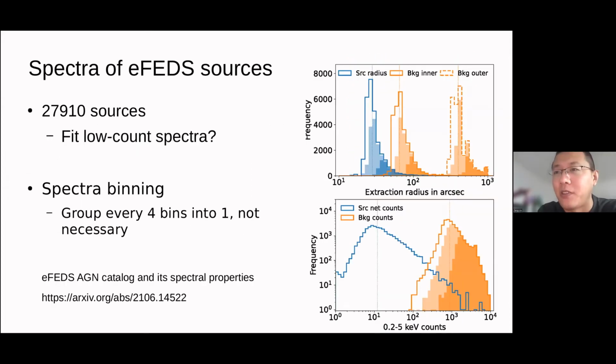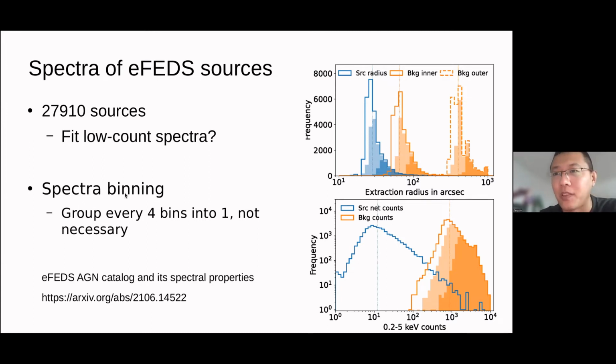About the eFEDS field, in this large but shallow region, we detect a large catalog of about 28,000 sources. Here, we show the source net counts extracted from the spectrum. Blue means source, and orange is for background. As you can see, nearly half of the sources have less than 10 net counts. They are very faint. So is it really meaningful to do spectral fitting for such faint sources? Generally, I believe we would not do that. But in this work, in order to understand both the data and the method, we perform a systematic spectral analysis for all these sources.